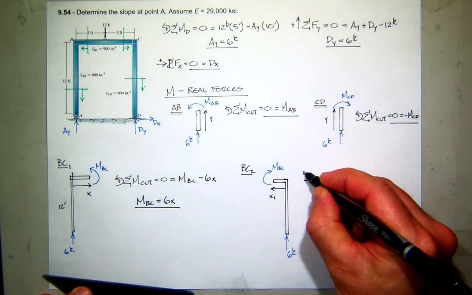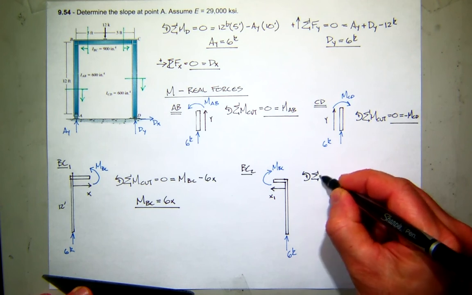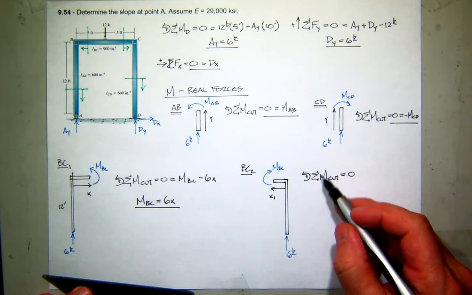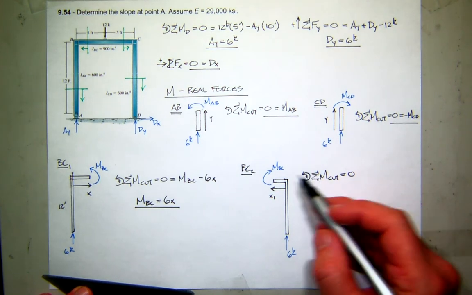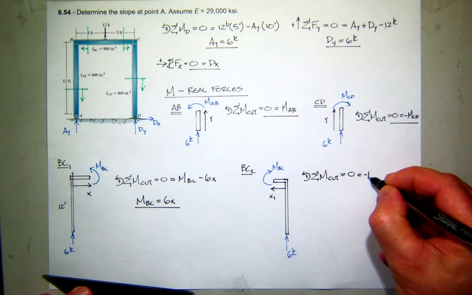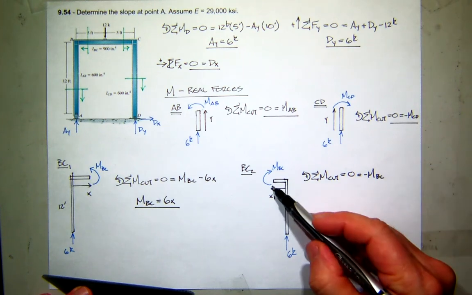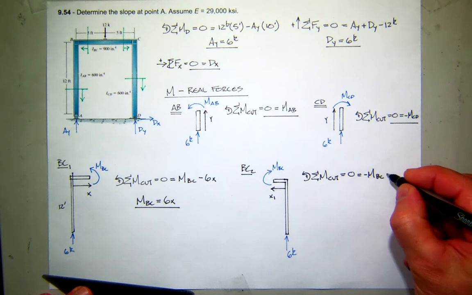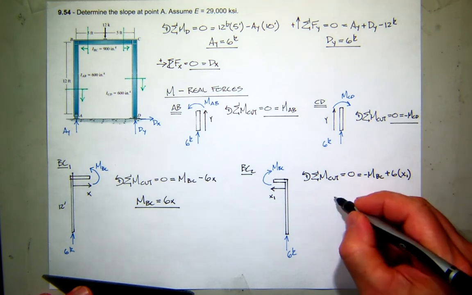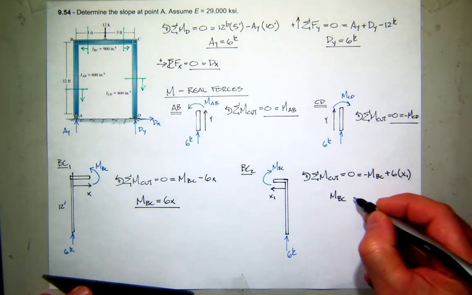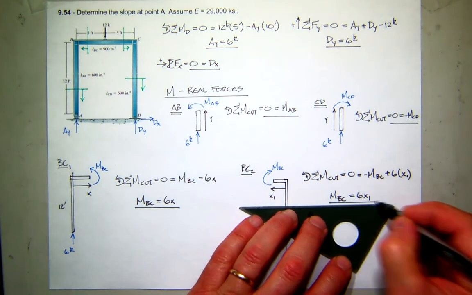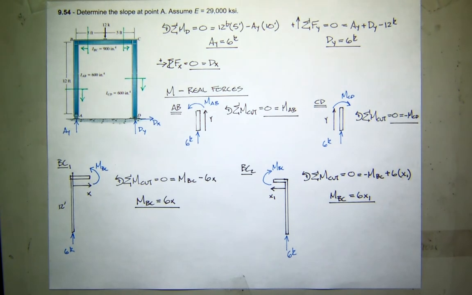I'm going to do that by summing moments at my cut. Make sure it's in equilibrium, equal to 0, and I'm going to use right-hand rule. So with that, I look at my moment internally, and in this sign convention, that's going to be a negative moment. And then about the cut, the 6 kip creates positive moment. So positive 6 kips times a moment arm of x1. So when I solve for my moment in this segment, it's 6x1. So now I have all the real stuff that I need.